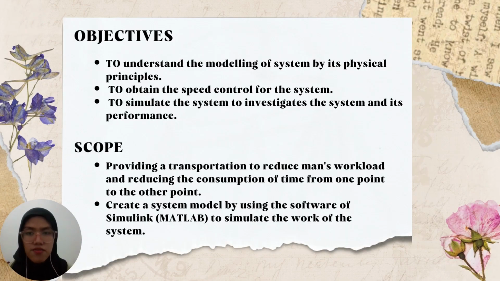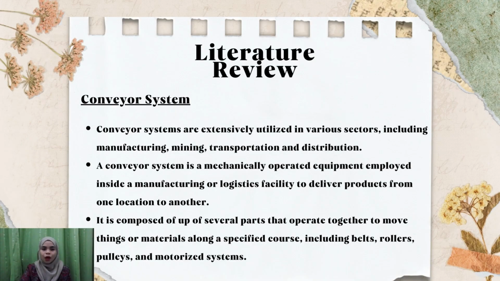For the objectives, firstly, to understand the modeling of the system by its physical principles, to obtain the speed control for the system, and to simulate the system to investigate its performance. Next, for the scope, firstly, to provide transportation to reduce man workload and reduce the consumption of time from one point to another, and to create a system model by using the software MATLAB to simulate the work of the system. Now, I would like to present the literature review of our project.